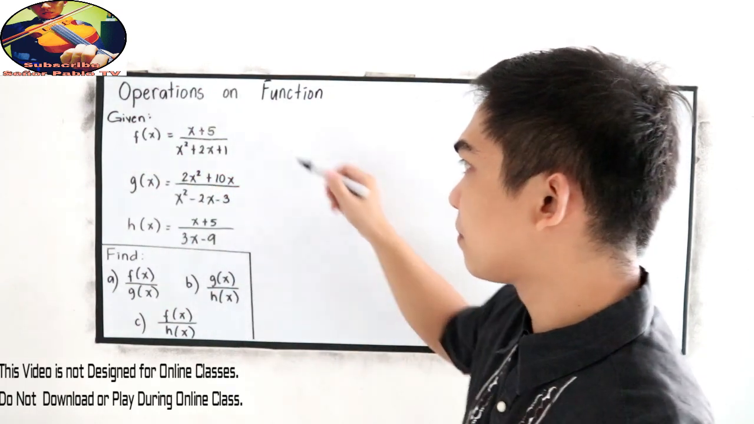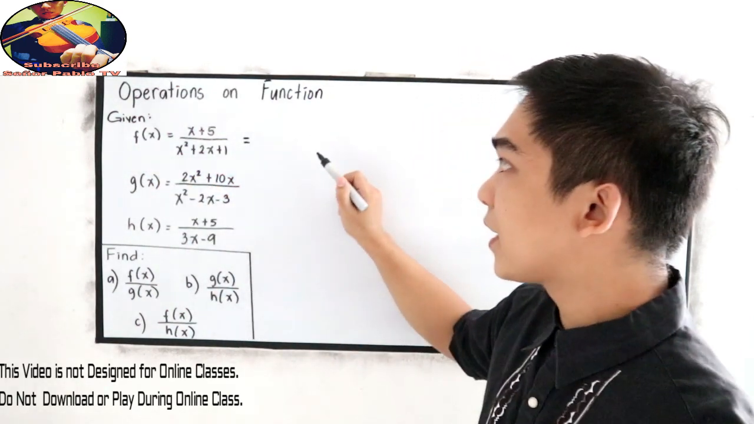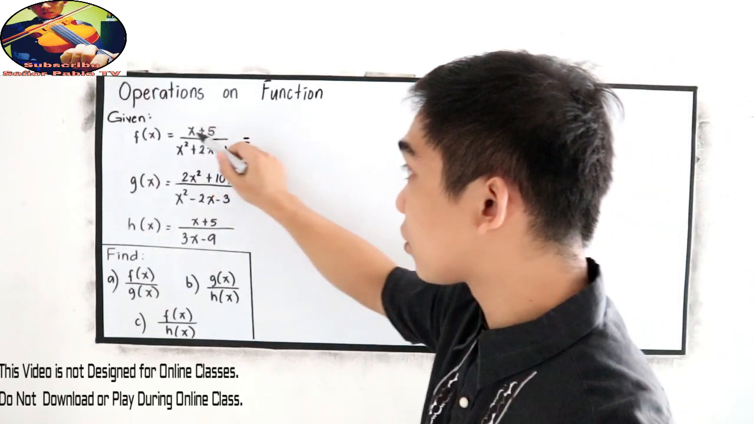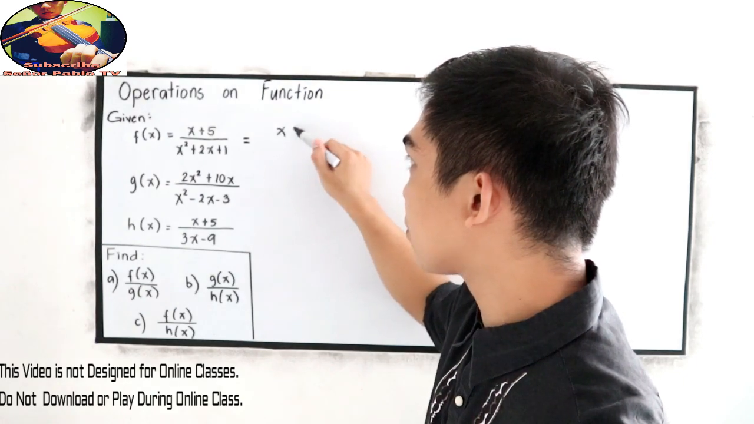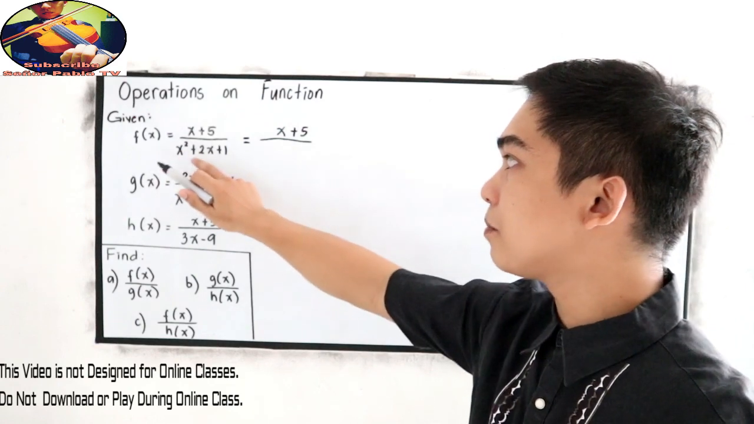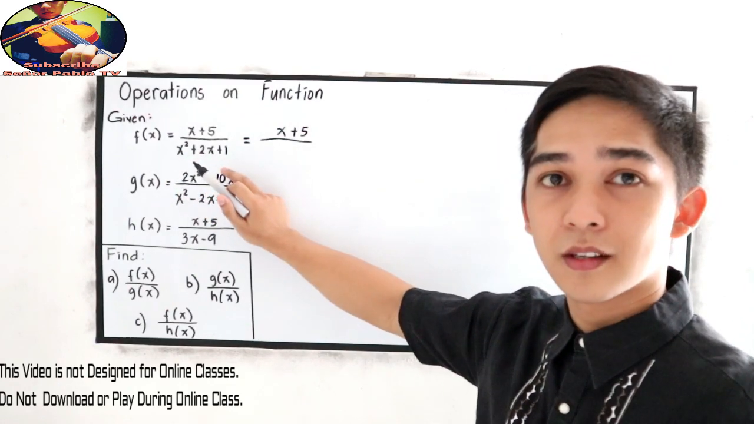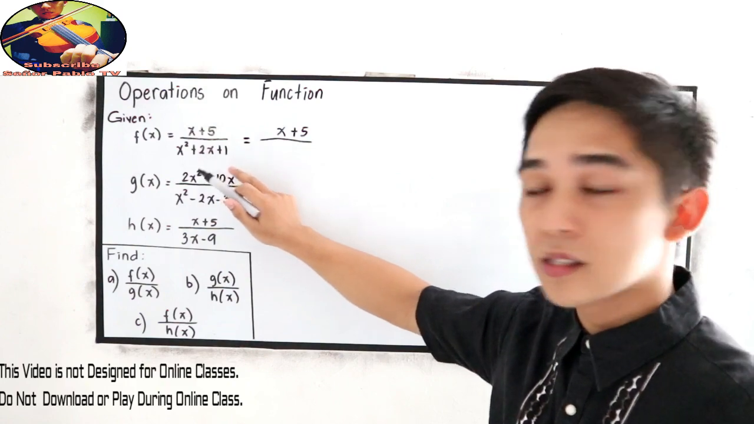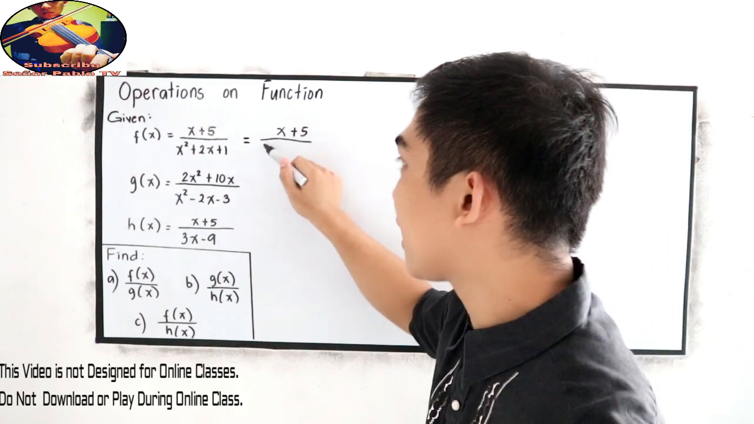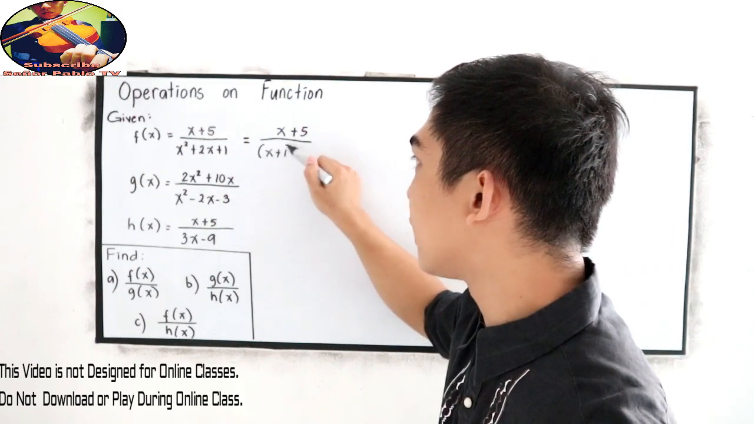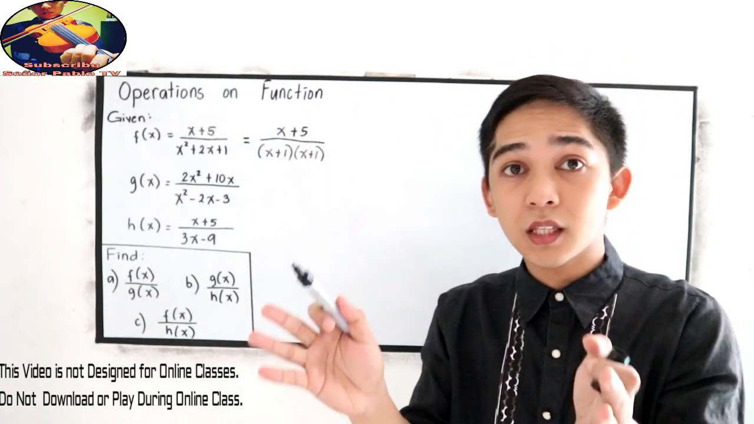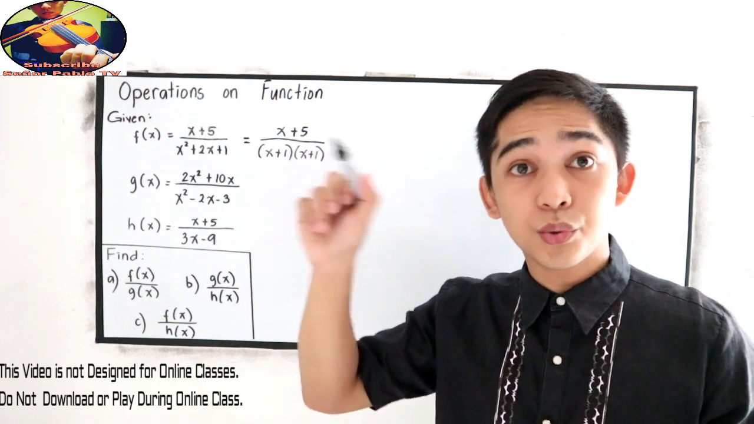In f of x, let us find the factors in our numerator and denominator. In our numerator, we don't have a factor for that, so just copy x plus 5, all over x squared plus 2x plus 1. We have a factor for this. This is a perfect square trinomial. It can be written as x plus 1 times x plus 1, or quantity x plus 1 raised to 2.